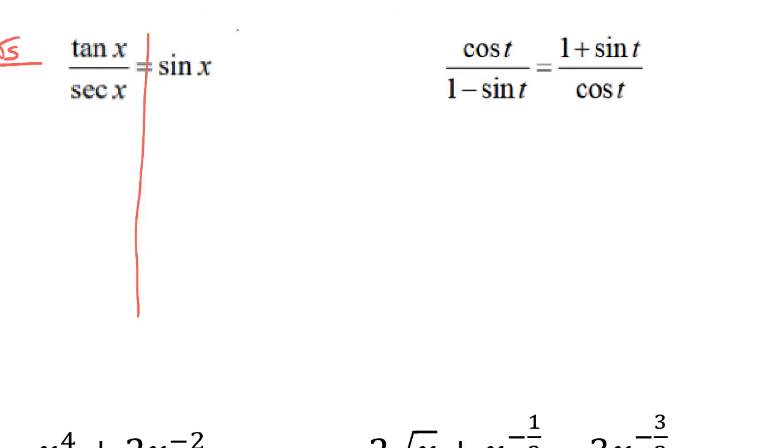Here's another way to do this. I'm going to multiply this by, check this out. Normally we take the more complicated side, the left, and make it more simple, the right. But you can do it this way.